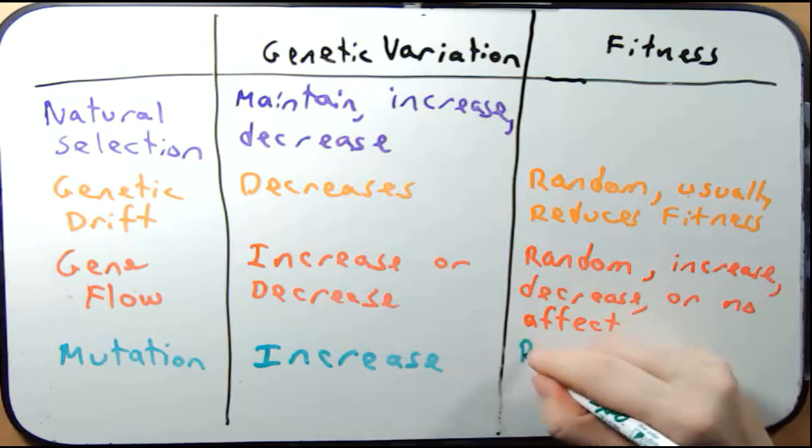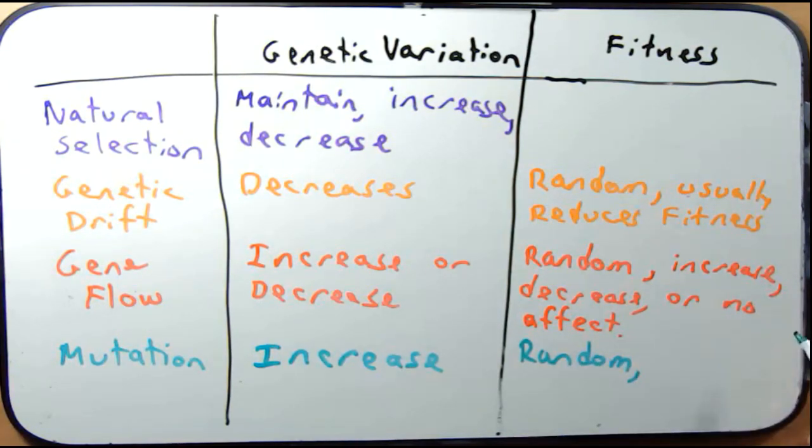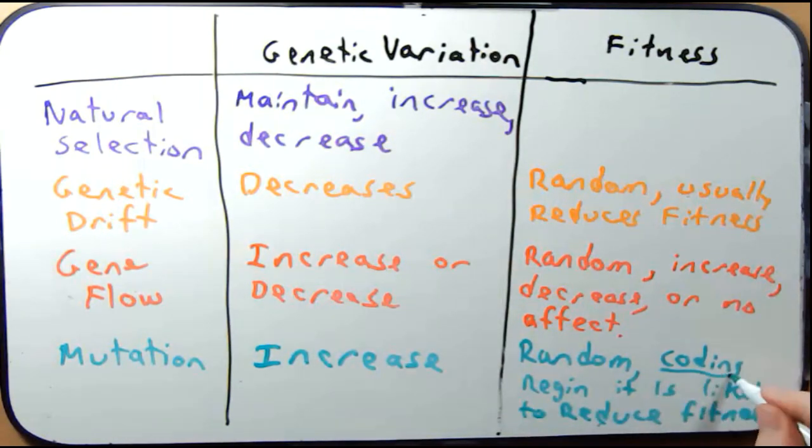Mutations are also random when it comes to thinking about fitness. Most often, a mutation will be inconsequential. However, if it's in a coding region, it is likely to reduce fitness. When I say a coding region, I should define what I mean by that. A coding region is a part of a gene that ultimately will make a protein. So not every piece of DNA will make proteins, but a coding portion will. So if that part is mutated, it is more likely to have a negative impact on fitness.